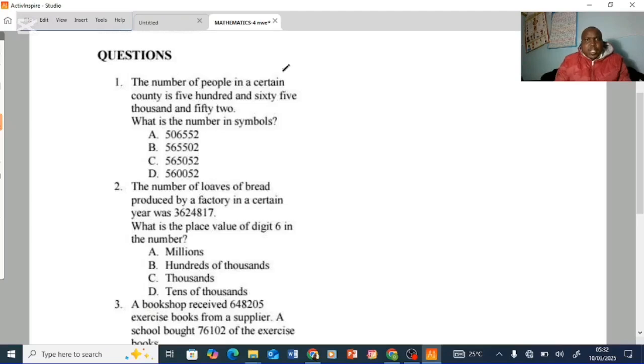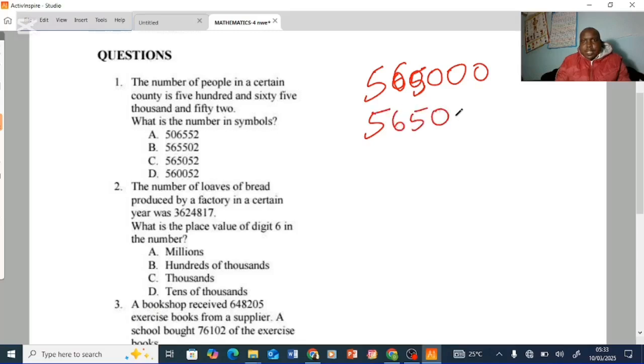The number of people in a certain country is 565,052. So you add 52.